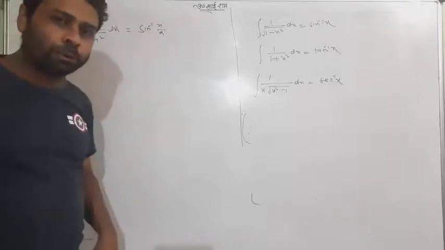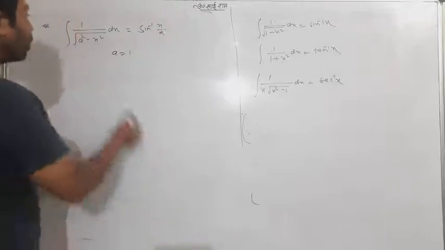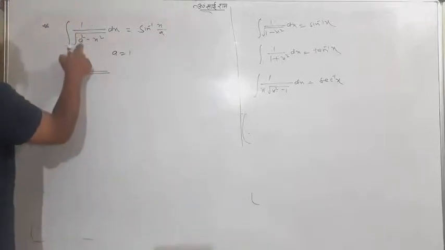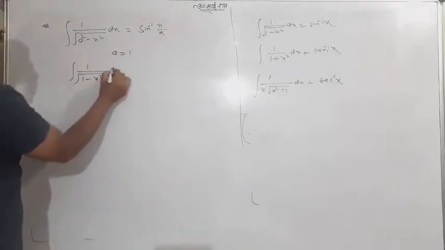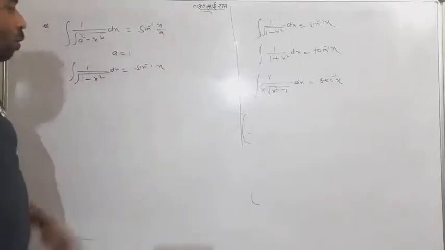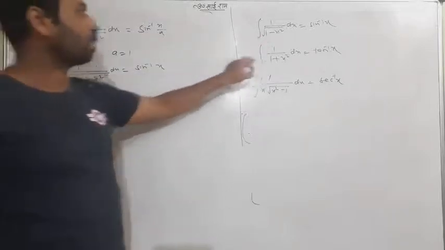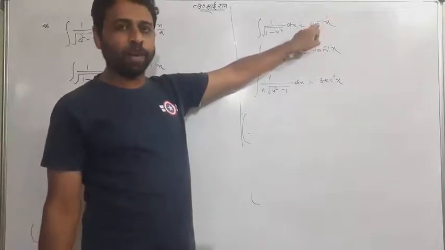What I want to tell you: can you put a equal to 1? What will be coming? 1 minus x square. What is coming here? Sine inverse x upon 1. Would you think that we have already seen the formula? Integration of 1 upon root of 1 minus x square dx equals sine inverse x. Already we have seen the formula.